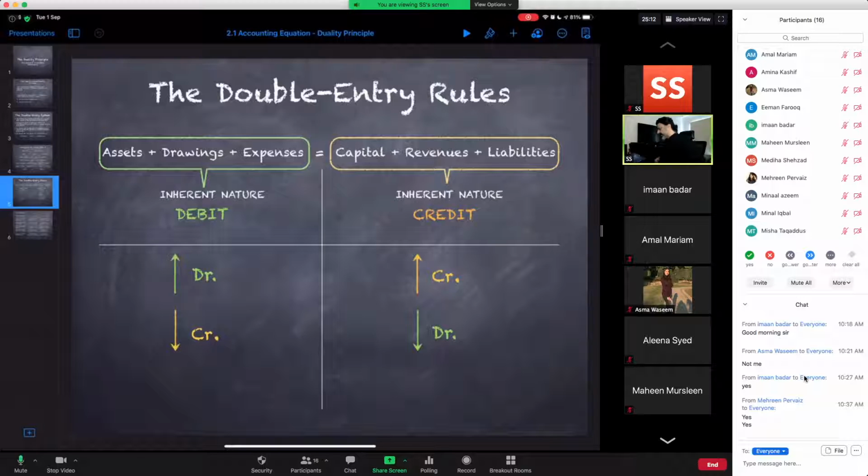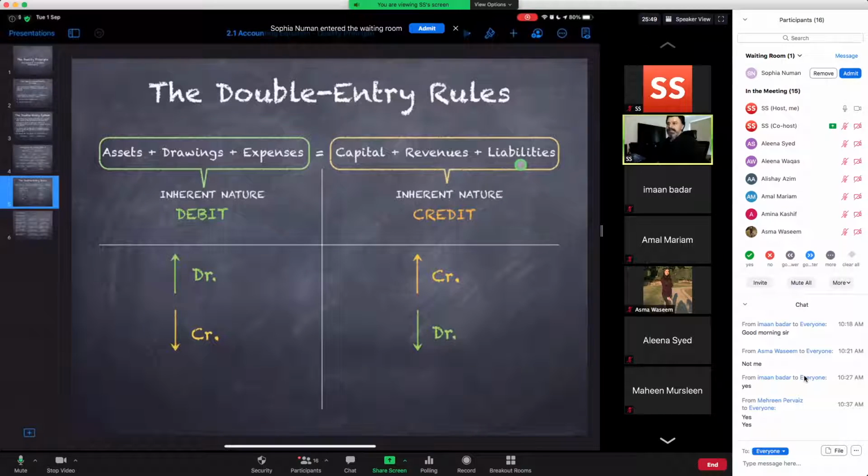Anyway, so basically now if we want to see the effects of debit, what does debit mean? Remember, the most common misconception about debit is that debit means an increase. Debit doesn't mean increase. Debit sometimes means increase. Debit means an increase only if we are referring to these three items. So that means if your assets, drawings, or expenses increase because of a transaction, only then debit means increase. However, debit means decrease if capital, revenues, and liabilities are in consideration.